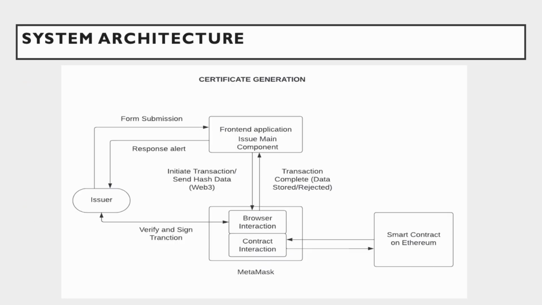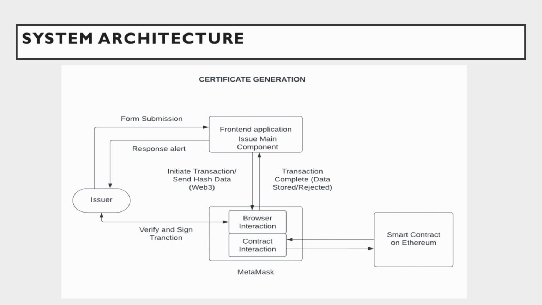Coming to the system architecture, we have three parts. The first part is certificate generation. Here we have the login component, which enables the issuer to log in and authenticate. The issuer fills out a form with required details and submits the form on the front end. The application then uses the Web3 library to interface with the MetaMask browser component.